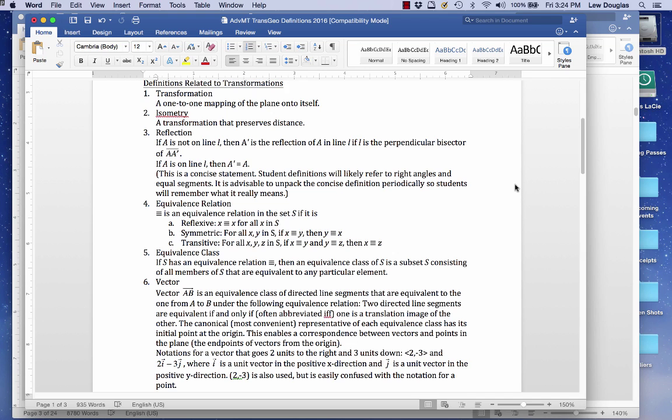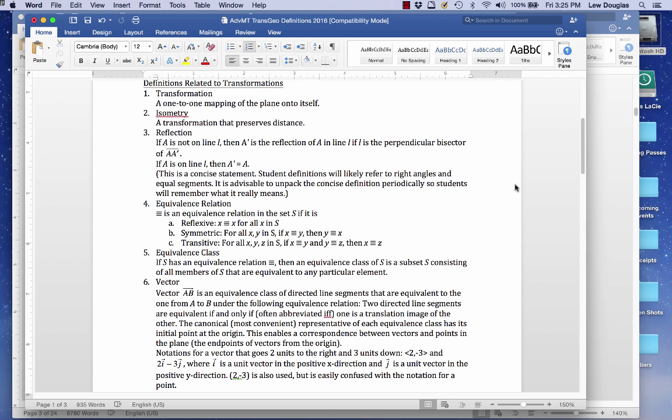A transformation of the plane is a one-to-one mapping of the plane onto itself. So, the domain is the entire plane, and the range is the entire plane. That's important. On isometry, the word tells you what it is. Iso is same and metry is measurement. So it's a transformation that preserves distance.